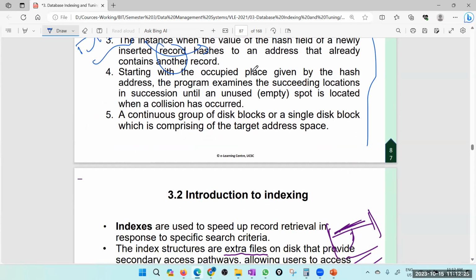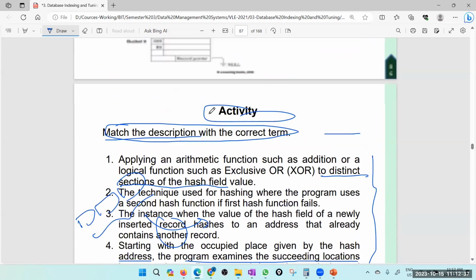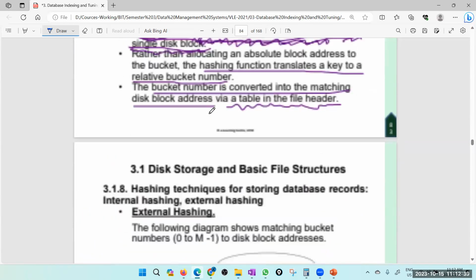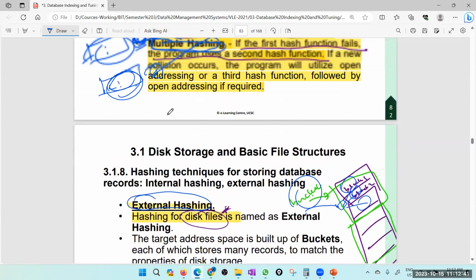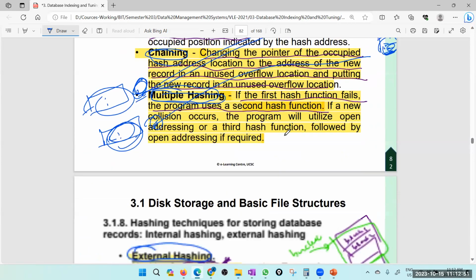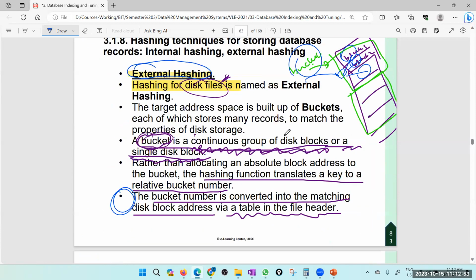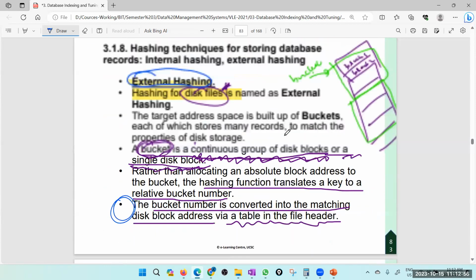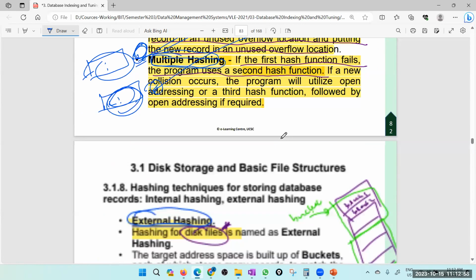Starting with the occupied place given by the hash address, the program examines the succeeding locations, or subsequent locations, until an unused spot is located. It is called what? It is called open addressing. You scan the subsequent blocks to look for a place to put your record. So that is called open addressing.